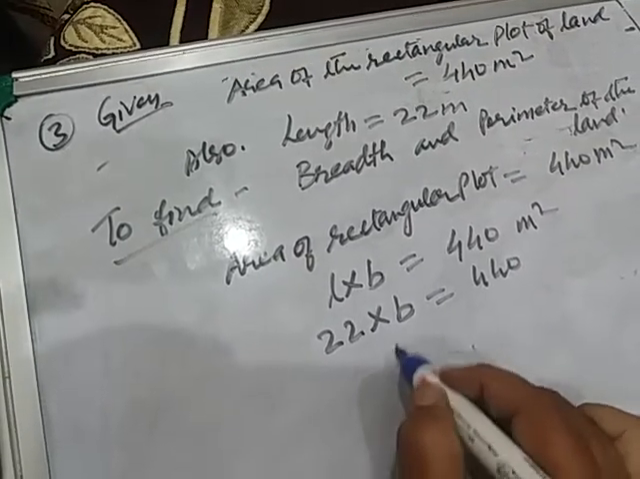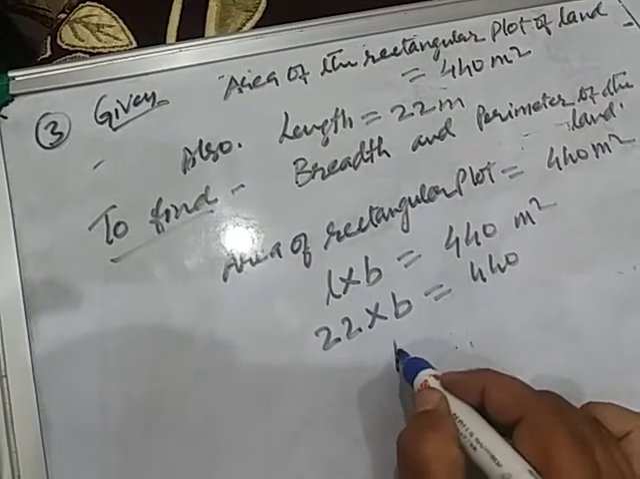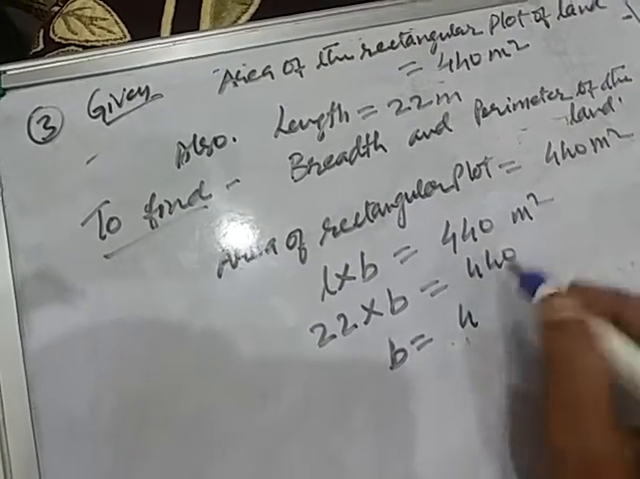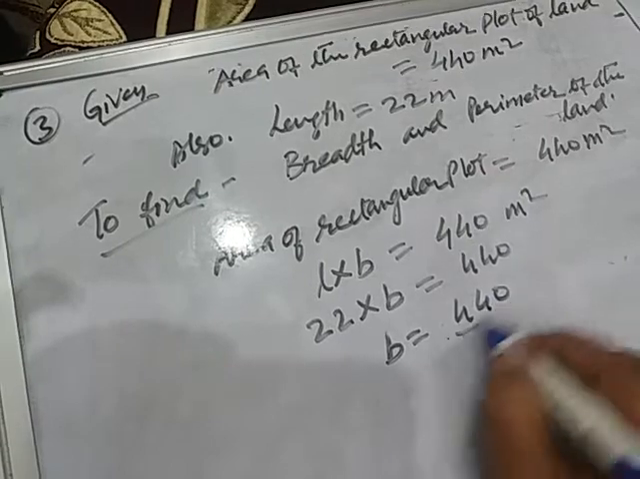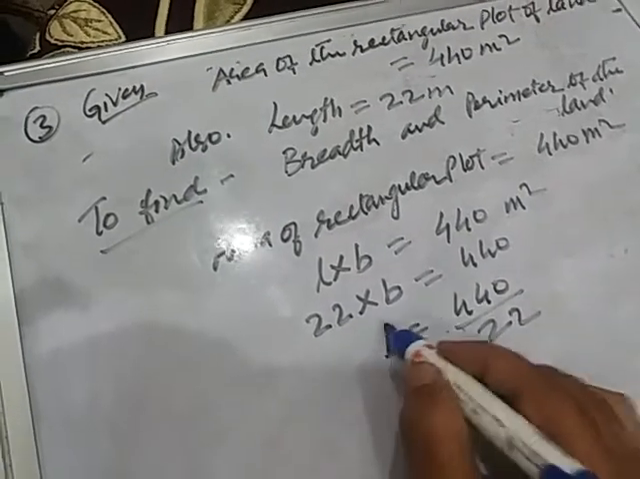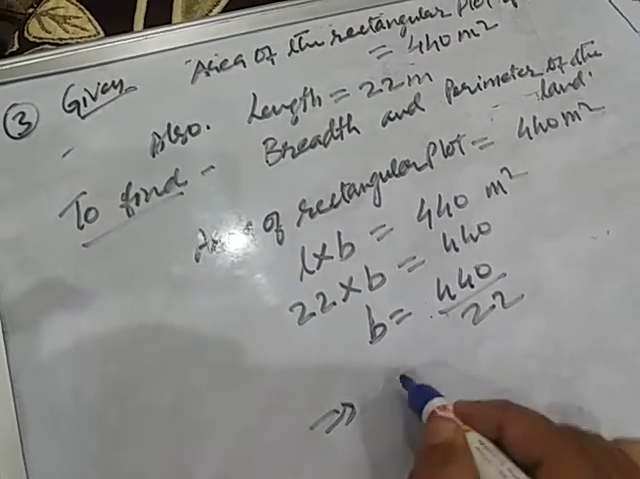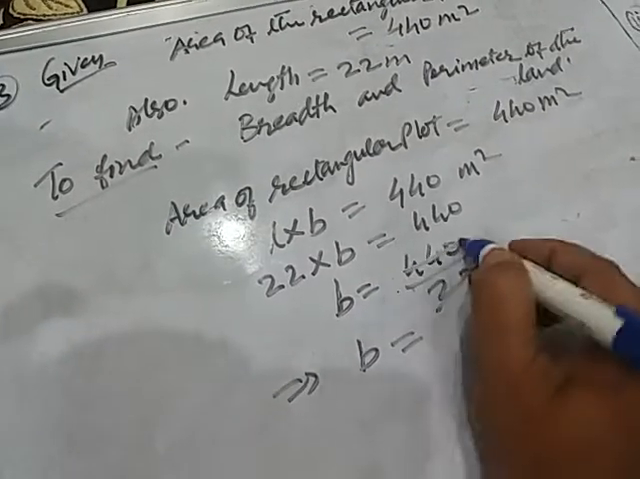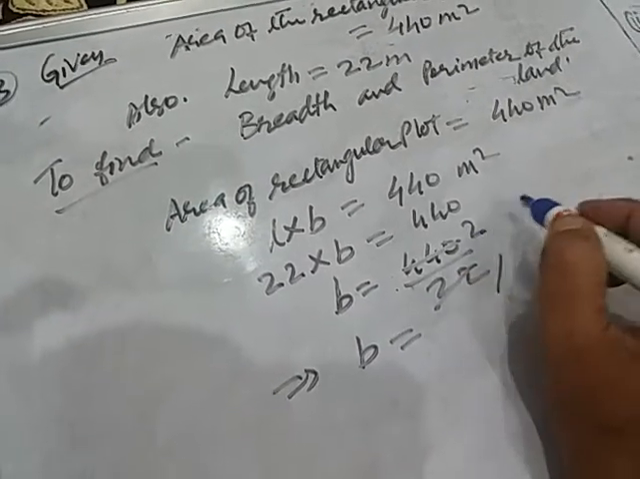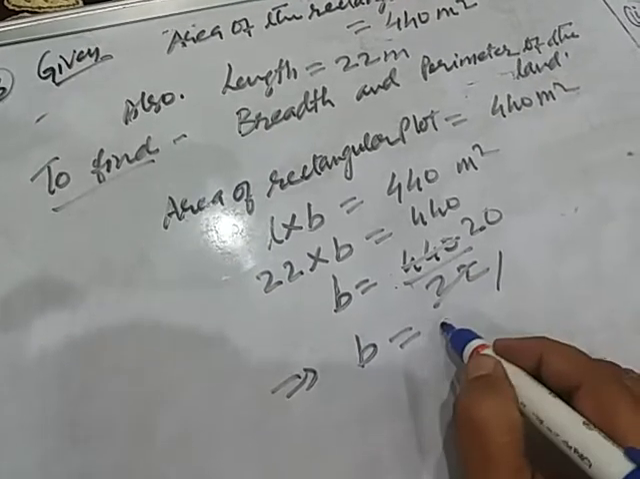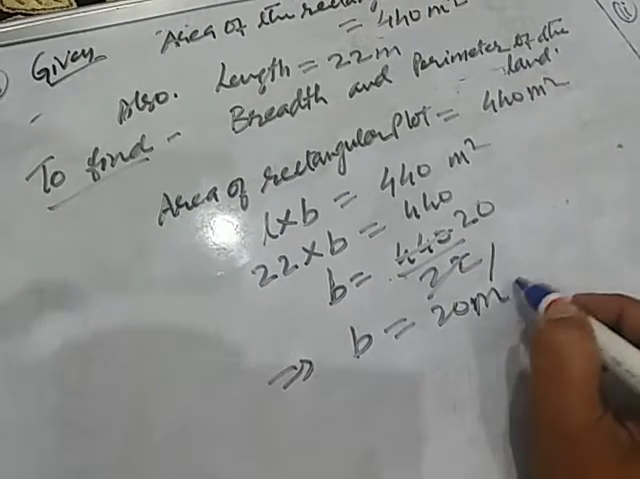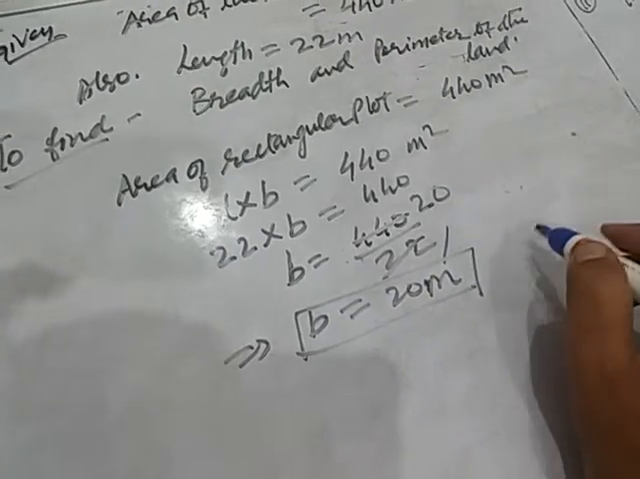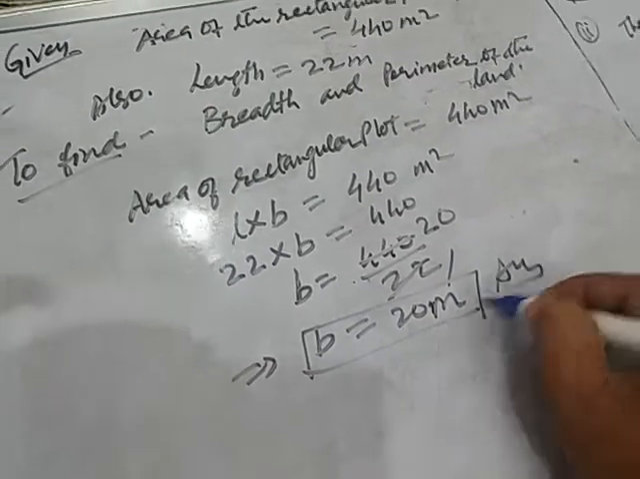So breadth, B equal to 440 upon 22. So this implies that what is breadth? B equal to 20. 22 ones are 22, 22 twos are 44, and 0, the breadth equal to 20 meter. First answer is found out, that is breadth is 20 meter.